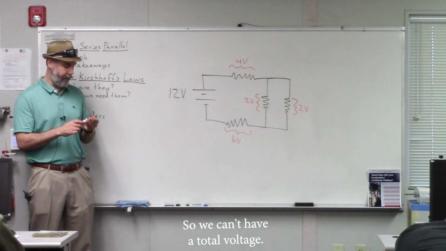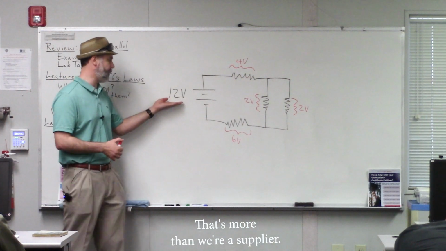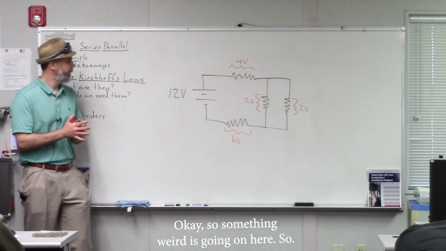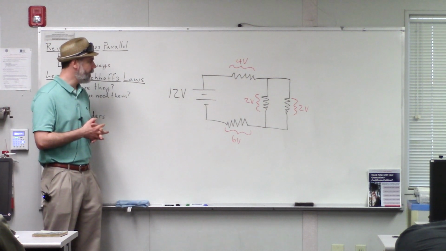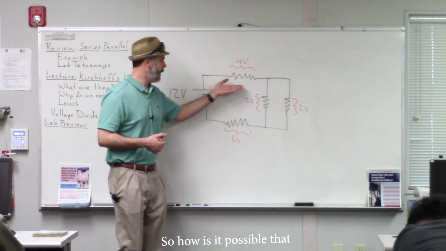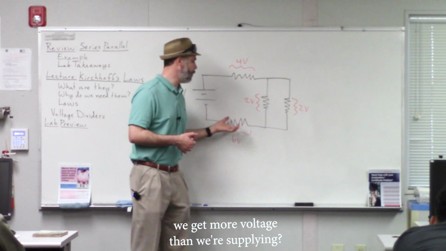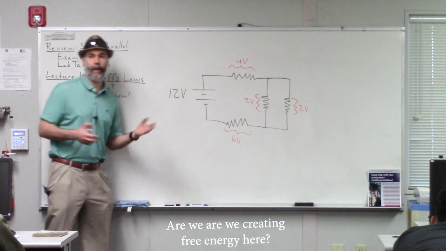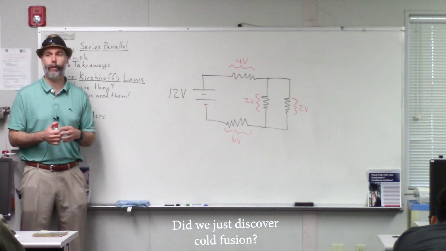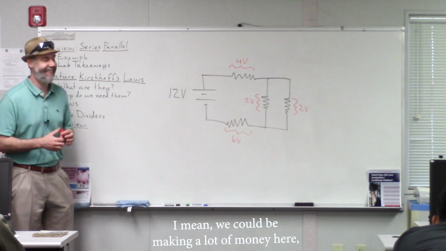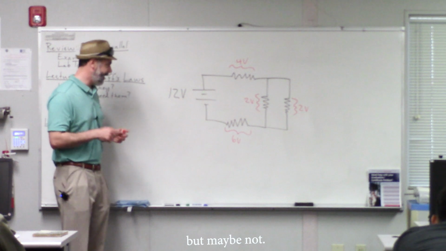So we can't have a total voltage that's more than we're supplying, okay? So something weird is going on here. So how is it possible that if we add up all of the individual voltages, we get more voltage than we're supplying? Are we creating free energy here? Did we just discover cold fusion? I mean, we could be making a lot of money here. But maybe not, maybe not.